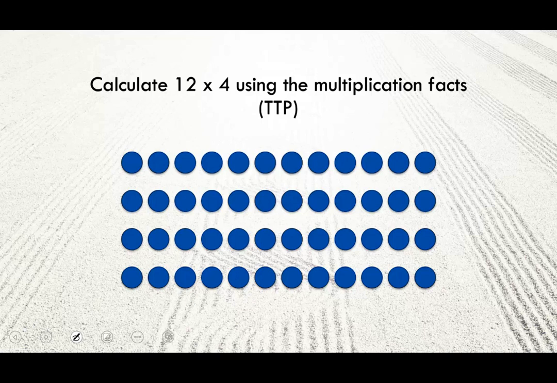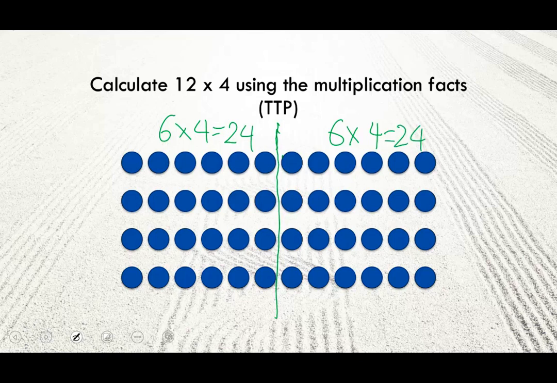Okay, so let's see. One approach: 12 is too big because we do not know it yet. So therefore, I'm going to make this into a single digit. How about this? I really love to make it half. So now it becomes 6 times 4. 6 times 4 is 24. So therefore 24 plus 24 is 48. That's a way to do this.